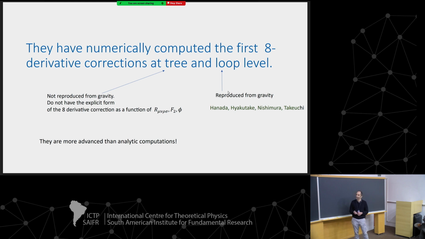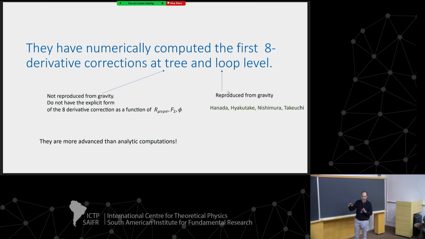So they computed, for example, the eight derivative corrections at tree level and one loop level. So supergravity, of course, in string theory, you have the two derivative action, but then you get further corrections, further alpha prime corrections that will correct the free energy of this theory.